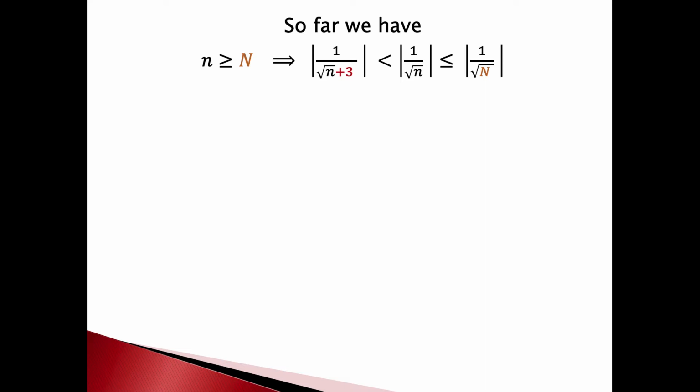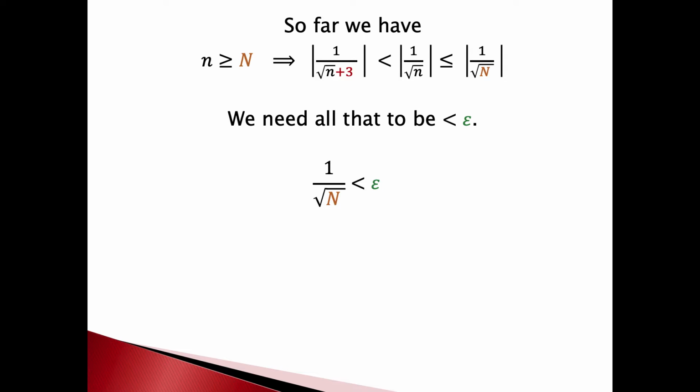So far what I've shown is that whenever little n is bigger than or equal to capital N, which is the "if" part of what we're trying to prove, then I can get my absolute value of the sequence minus 0 to be less than 1 over square root of capital N. I need that to be less than epsilon. That's easy enough, right? I can drop the absolute values there because 1 over square root of n is positive. And how do I do this part?